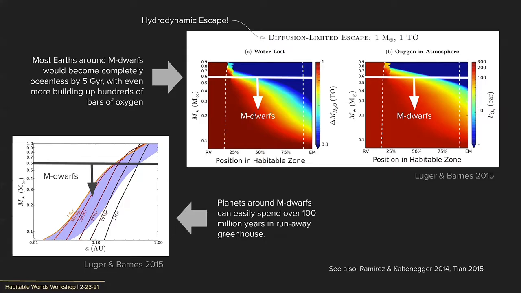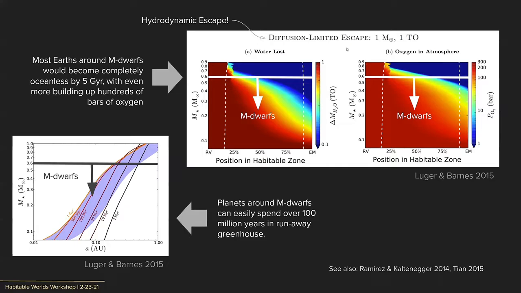For example, TRAPPIST-1 is about 8% of the mass of the sun, and so we're looking down here for TRAPPIST-1. Now imagine a planet like TRAPPIST-1e. It's probably right in the middle of the habitable zone. But if we were to find that planet here at 1 billion years, then it likely spent around 100 to 200 million years interior to that inner edge of the habitable zone, which means it very likely was in runaway greenhouse for that period of time.